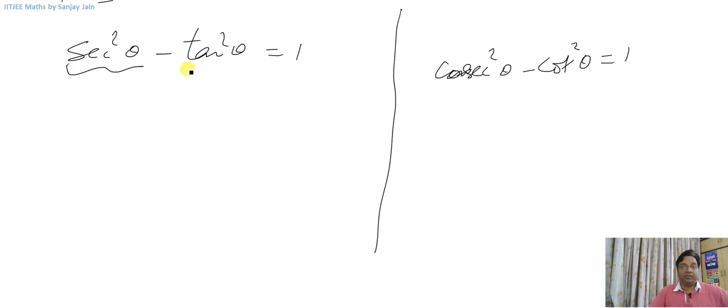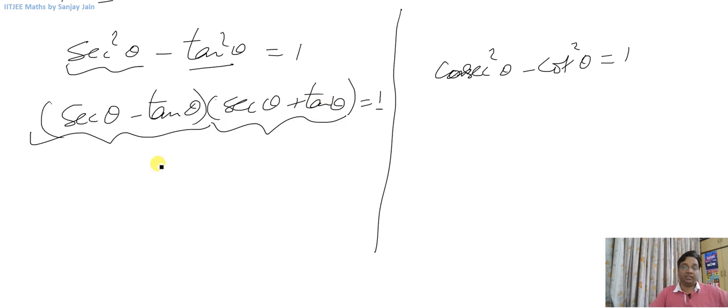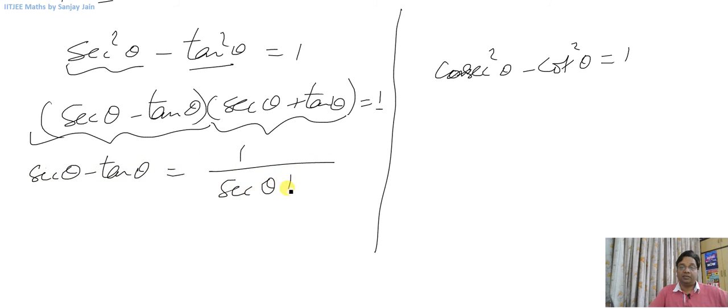So this is a square minus b square. So I can write secant theta minus tan theta into secant theta plus tan theta and put it equal to 1. So it is equal to 1 and this is the product of two things. So these two expressions are reciprocals of each other, right? So secant theta minus tan theta can always be written as 1 by secant theta plus tan theta.